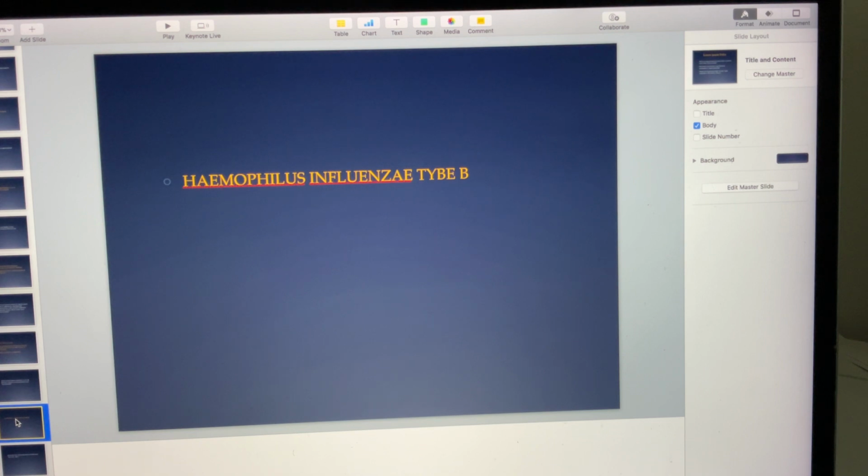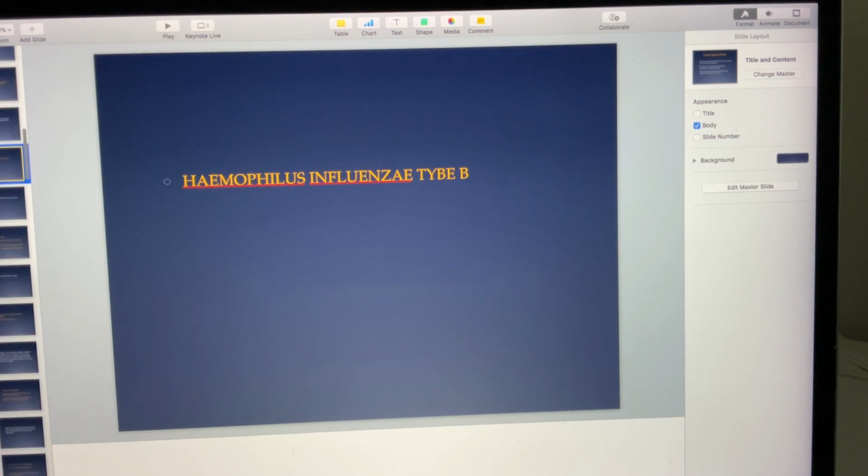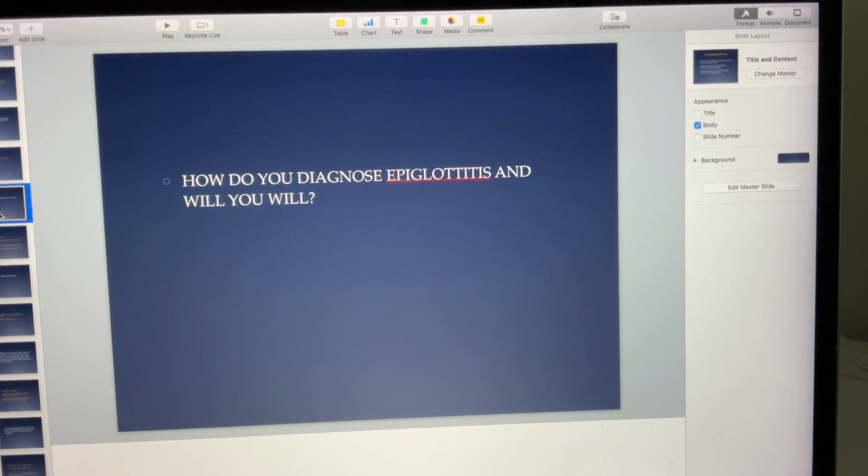Now, interestingly, the question said in a patient that is not vaccinated. What about a patient that is vaccinated? What is the most common cause of epiglottitis in a patient who is vaccinated? The answer is Streptococcus pneumoniae and Staph aureus. Okay, so you want to really make that distinction because sometimes they can set you up with these questions.